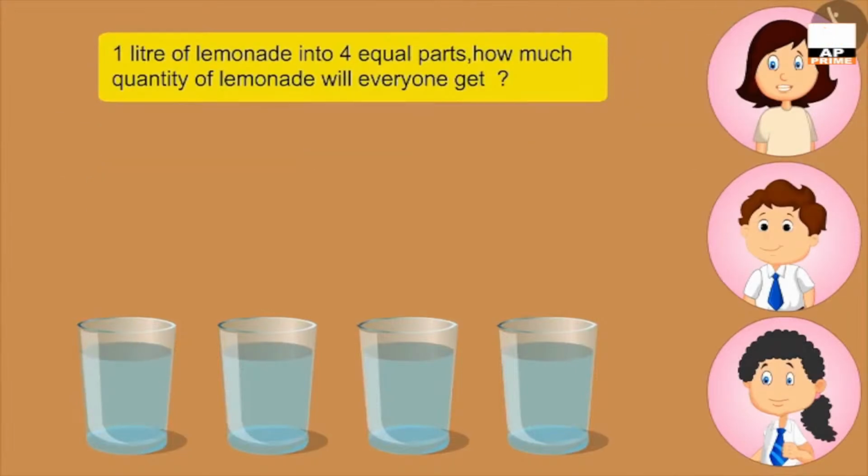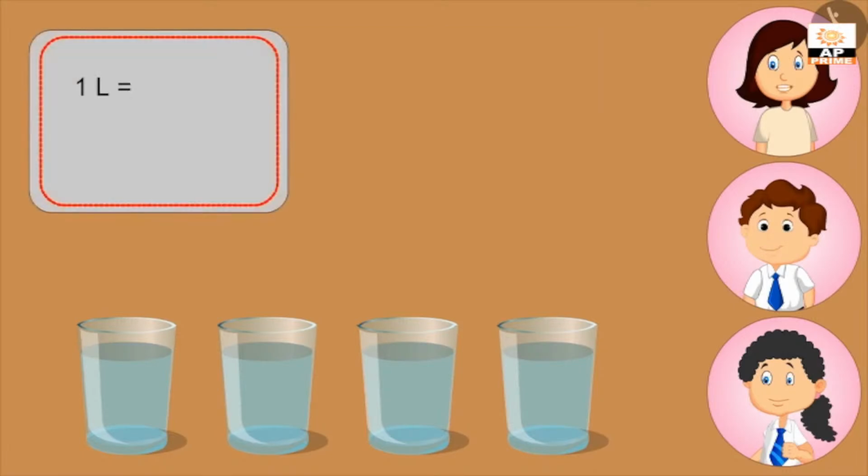Okay, I'll make lemonade for everyone. Now tell me, if I divide 1 liter of lemonade into 4 equal parts, how much lemonade will everyone get? 400 ml. No, this is not right. You tell, Bholu. I don't know. Please, you explain, Mom. How many milliliters are there in a liter?